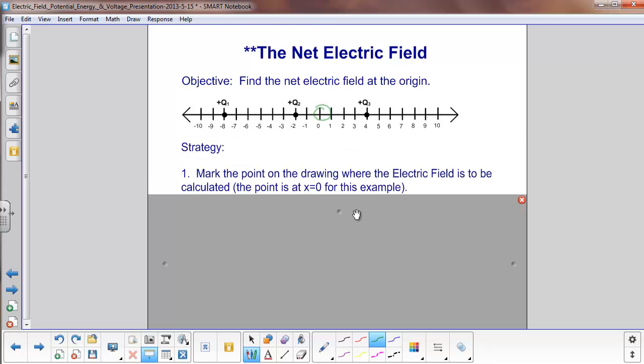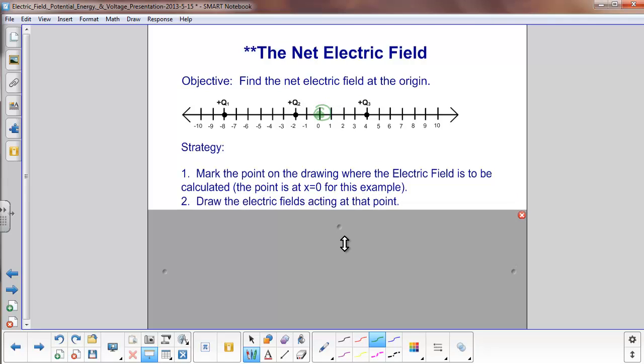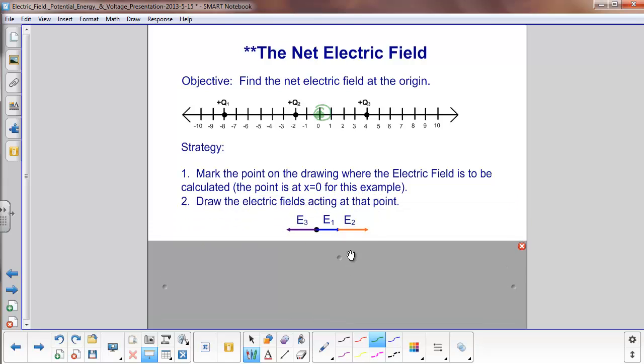So the strategy. First thing, mark the point on the drawing where we want to calculate the electric field. So that would be right here, right at the origin. Next, you would draw the electric fields acting at that point. And this is what I said on the previous slide. Don't worry so much about the signs of the charges for the equation. We worry about it when we put it on the number line.